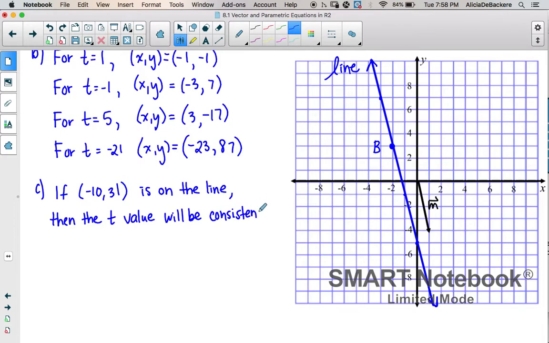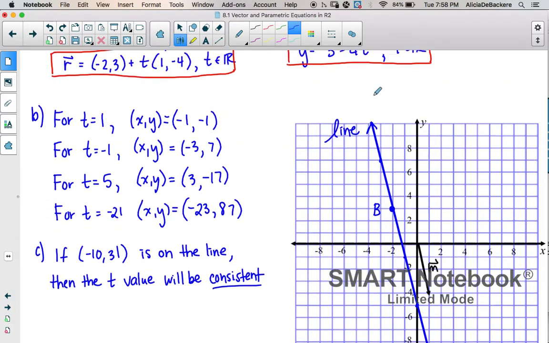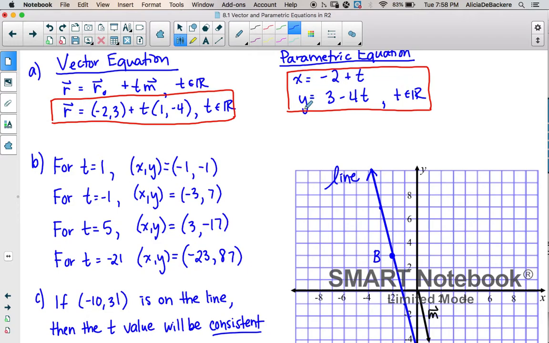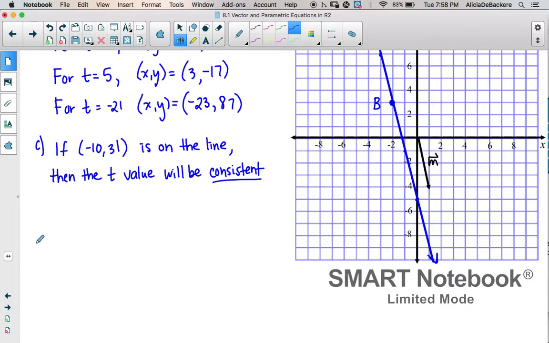And what that means is it's going to be the same t value for x as it is for y. So we're going to just plug these numbers into our parametric equations right here. So I'm going to plug them in for the x and the y. I'm going to solve for t, and if I get the same number, then the point's on the line. And if I get 2 different t values, then the point is not on the line. Okay, so we're subbing it in.